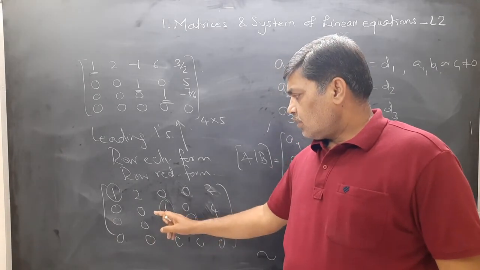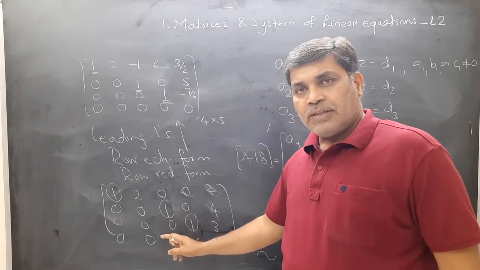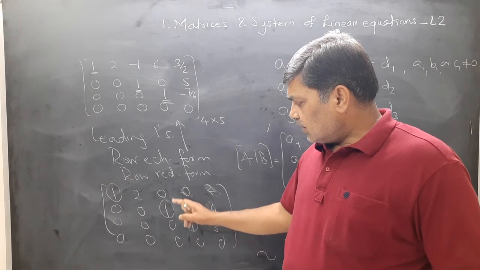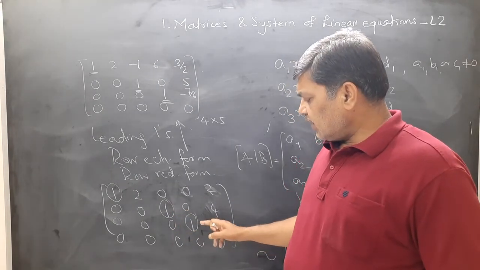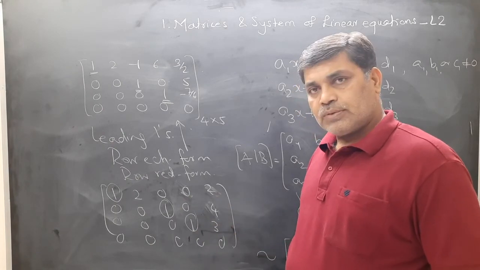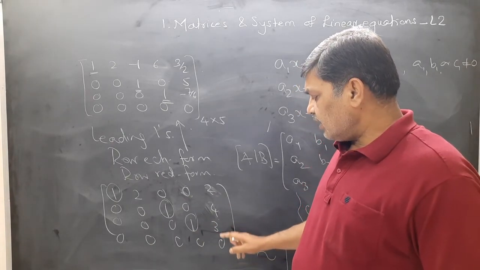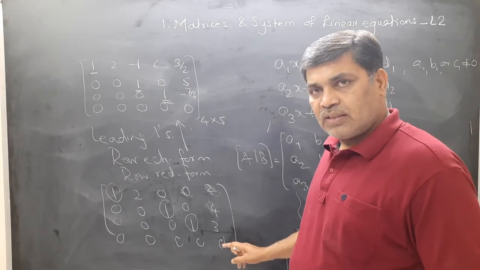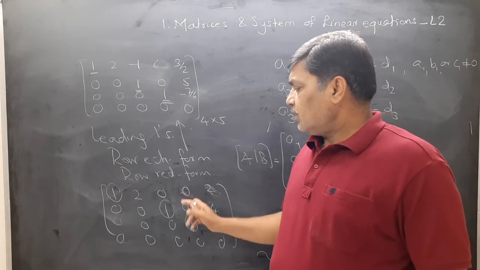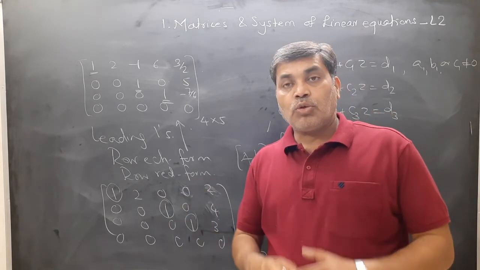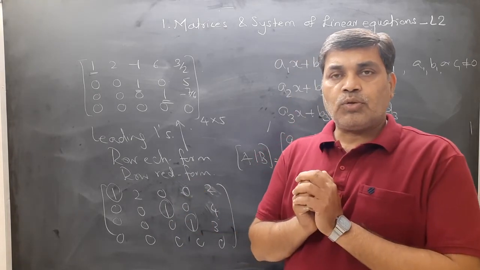This column doesn't contain a leading 1. This contains a leading 1, so the other entries are zeros. This contains a leading 1, other entries are zeros. This doesn't contain a leading 1. If there is a leading 1, it must be here and then the other entries must be 0. And that's why this form is known as row-reduced echelon form.